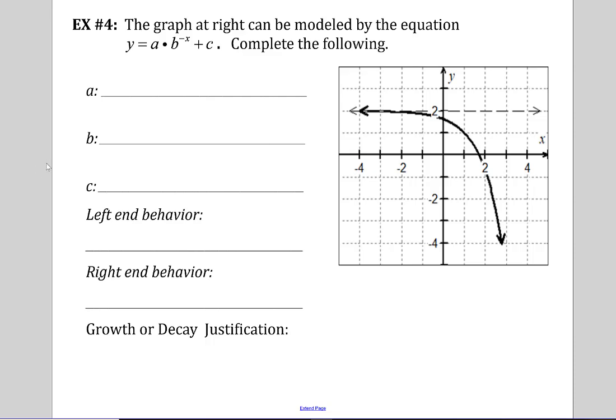All right, let's see. So let's work backwards now. This time they've given us the formula telling us that the x is a negative number. So this is going to be a decay, right? We're going to have, well, maybe not. Maybe not. Let's think about it. If a is negative, because the graph lies below the asymptote, that's how we know a is negative.